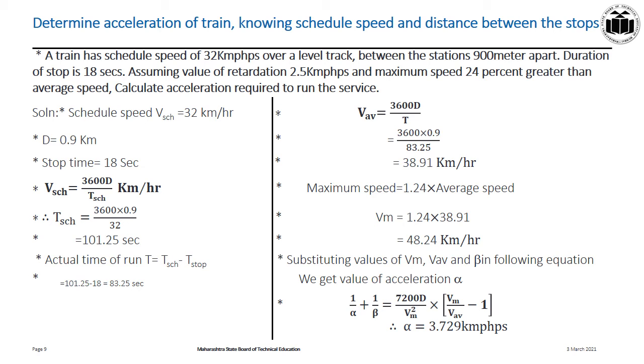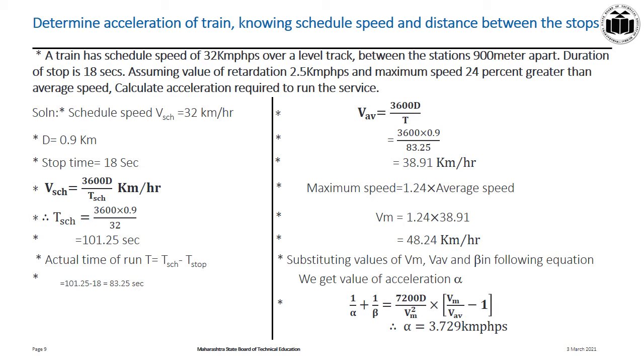As given in the example, the maximum speed is 24% greater than the average speed. We can calculate maximum speed as maximum speed is equal to 1.24 into average speed. So maximum speed Vm is equal to 48.24 km per hour.